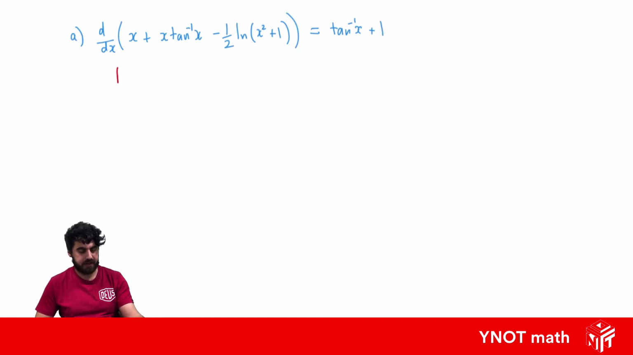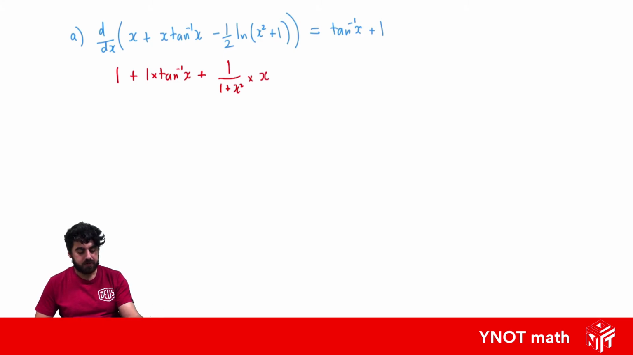So differentiating x just gives us 1. Now differentiating x tan inverse x, we'll need the product rule. So that's just going to be the derivative of our first term, which is 1, times our second term, which is inverse tan of x, plus the derivative of our second term, derivative of inverse tan x, is 1 over 1 plus x squared, times our first term, which is x.